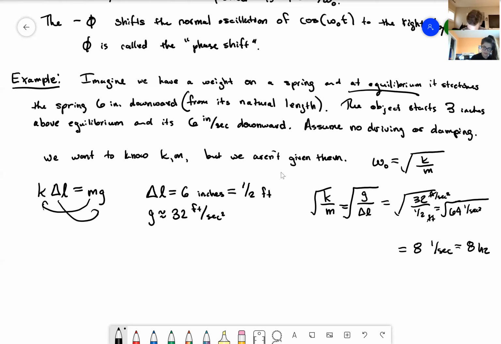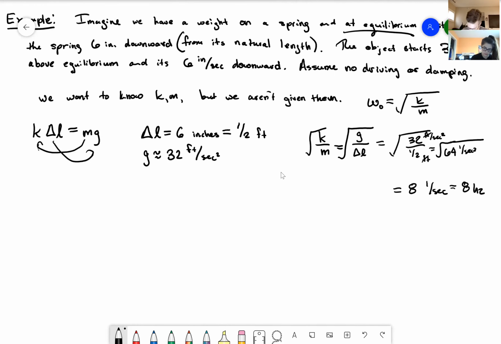The thing that we're counting is actually cycles, but the unit turns out to be per second. Okay, so this is our omega 0. So we've got that, and we no longer need to know what it came from because we've got all the information.